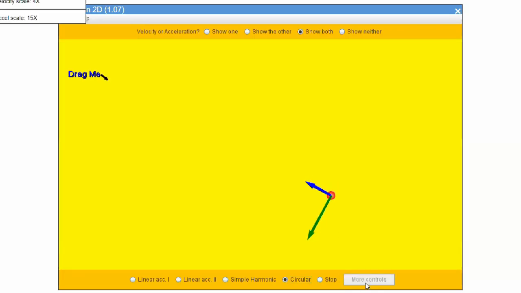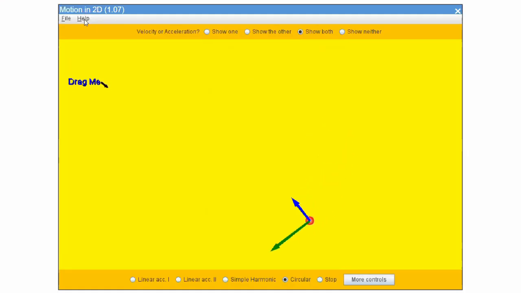Can I move it faster? No, it doesn't actually make it move faster. All right. So that's the velocity. And the blue arrow that's showing, that's the acceleration.